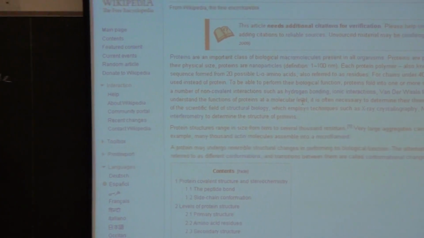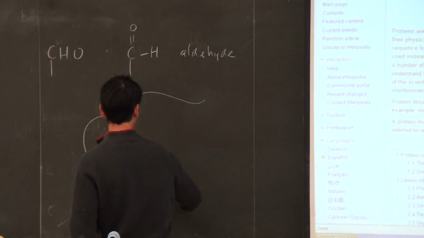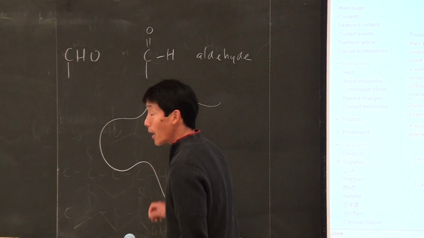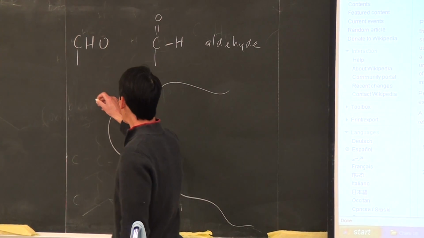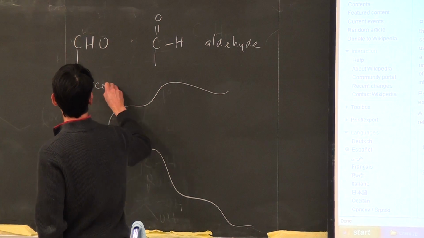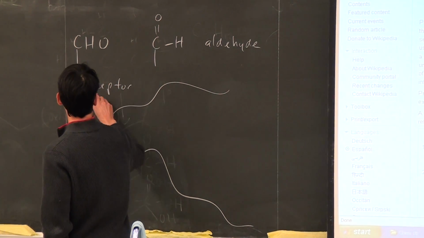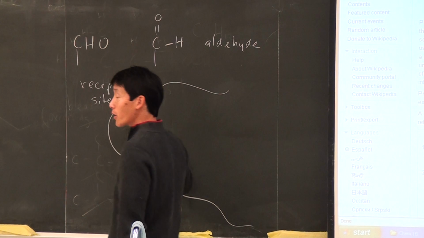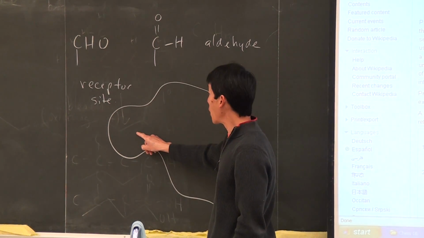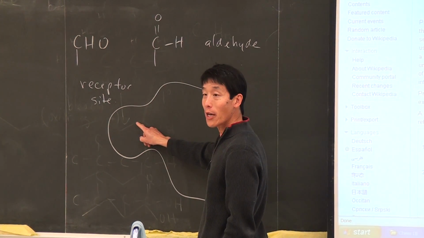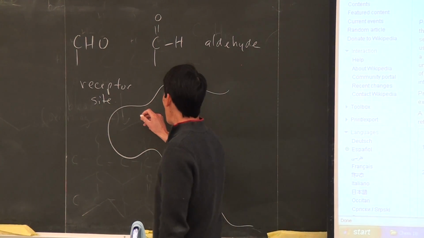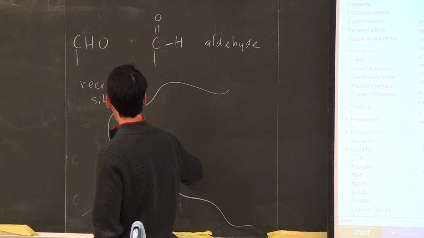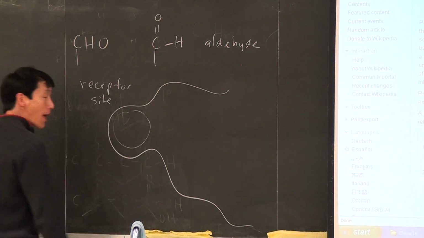So for example, let's say this is a big long protein molecule. And for example, let's say that this would be the receptor site for some smell or taste. So for this receptor site to be activated, where it sends, say, a signal to your brain, a smell molecule has to fit in that site.